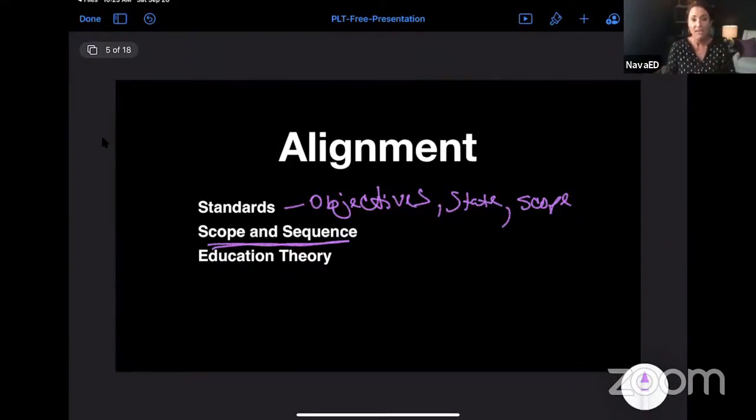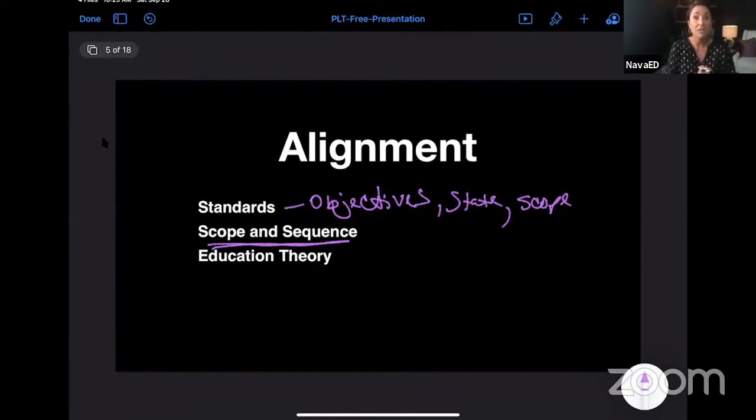Funny story, when I started teaching, I had no idea what alignment was. I got hired, they gave me a textbook and a pair of keys to my room and they said, good luck. That was my induction program. And one day the assistant principal came in and she said, you're teaching to the standards, right? And I said, oh yeah, totally, teaching to the standards, 100%.